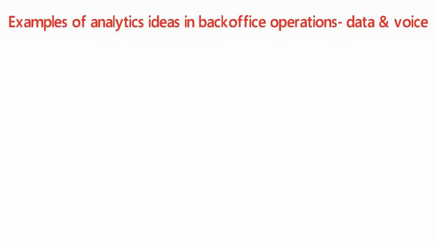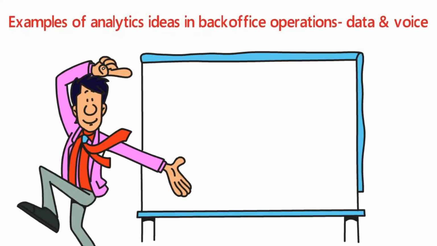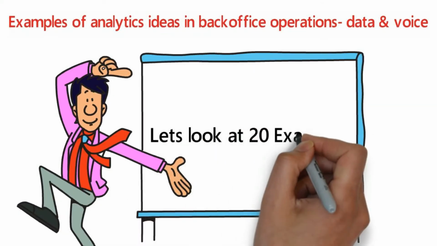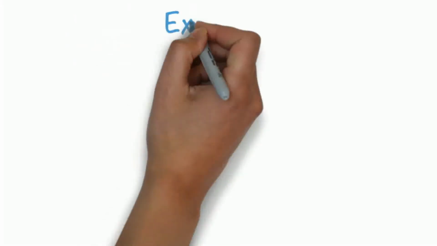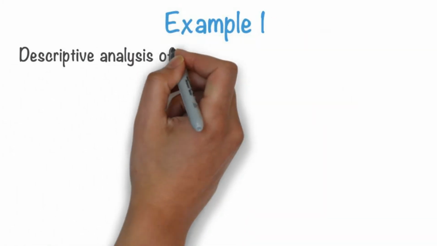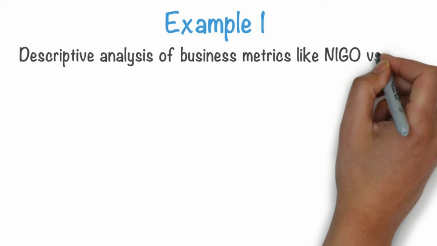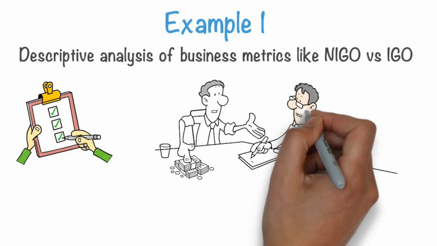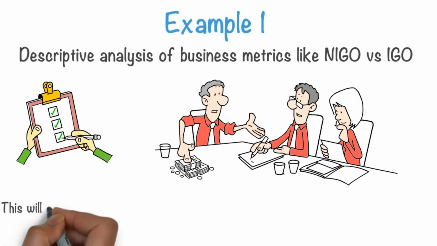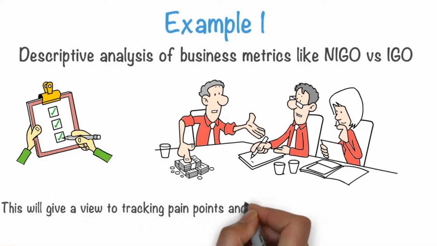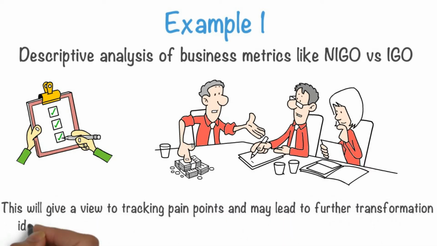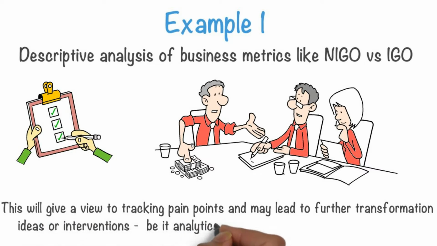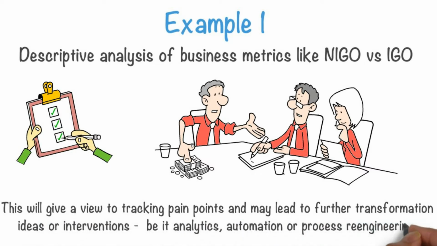Examples of analytics ideas in back-office operations data and voice. Let's look at 20 examples. Example 1. Descriptive analysis of business metrics like NIGO versus IGO, claims conversion rate, pending premiums, collections recovery, etc. This will give a view to track pain points and may lead to further transformation ideas or interventions, be it analytics, automation or process re-engineering.